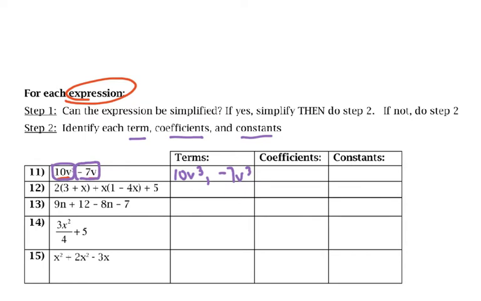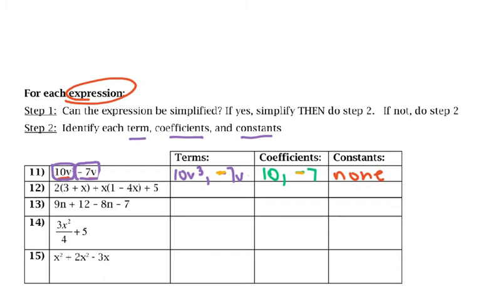Okay, the coefficients are the number parts of those terms. So 10 would be one, and negative 7 would be another. So you can see on a test, if I was to ask you what are the coefficients, if you just write 10 and 7, you can see how that's going to be wrong. You can see on the terms part, if you just write 10v to the third and 7v, that's going to be wrong because you have to have the negative in there as well, so pay attention. And then the last one, the constants, there's no constants in this one. Now there's always a plus 0, but we don't count that, so we're just going to say that there are no constants.